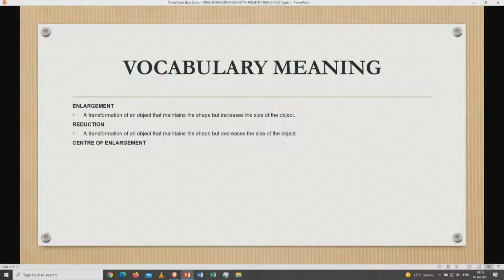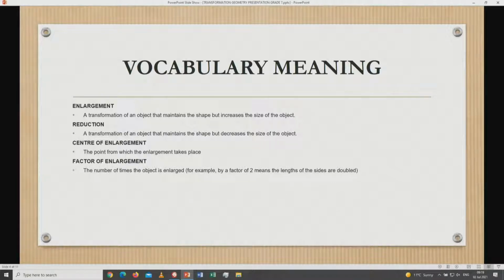Then the word center of enlargement, what does it mean? It means the point from which the enlargement takes place. Then we have factor of enlargement: the number of times the object is enlarged. For example, by a factor of 2 means the lengths of the sides are doubled. Factor of reduction: the factor by which the object is reduced. For example, by a factor of half means the lengths of the sides are halved.